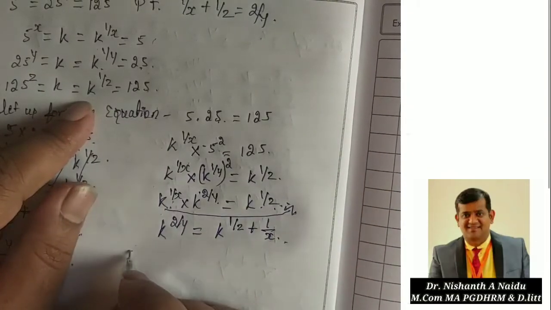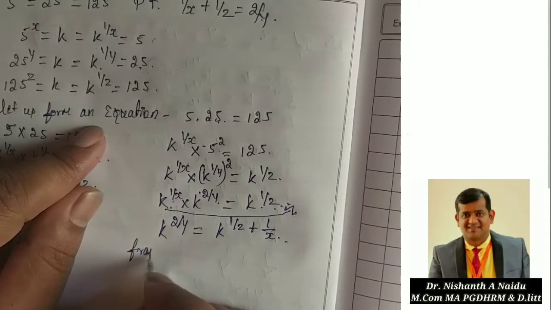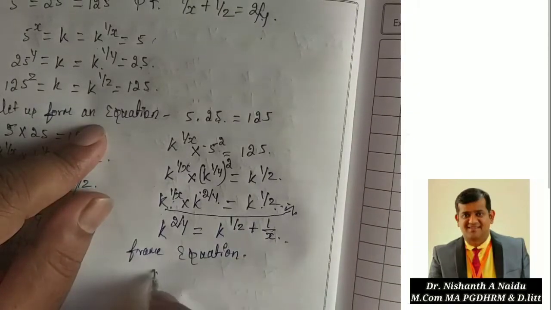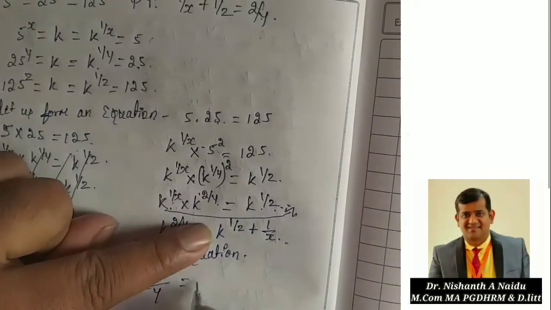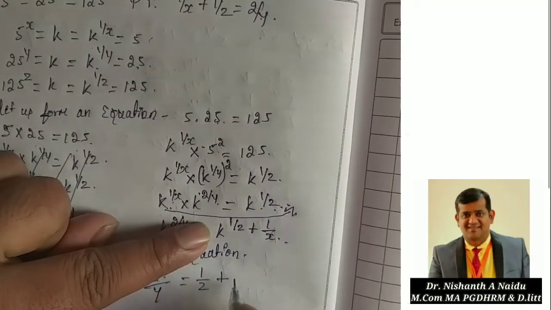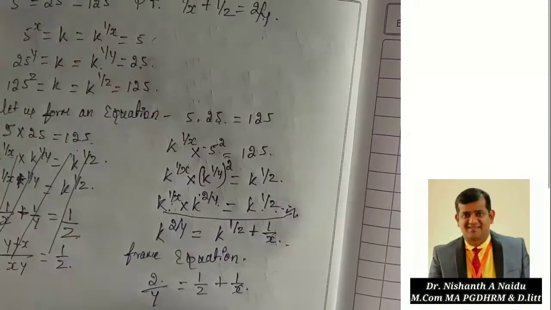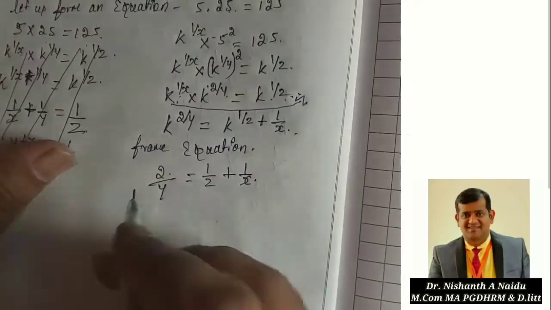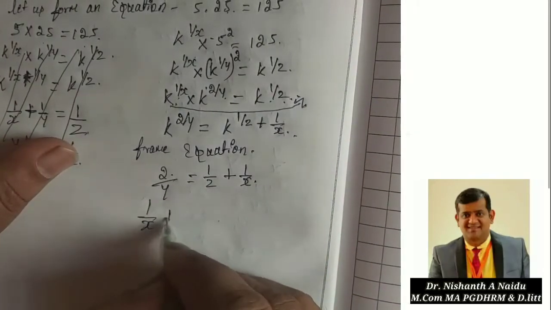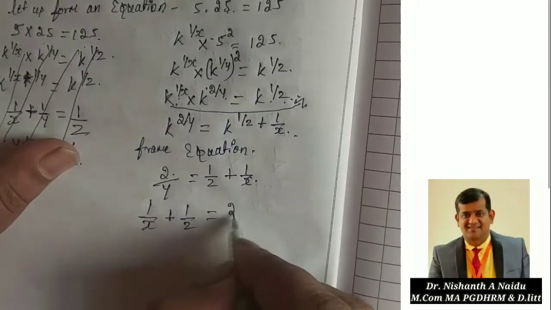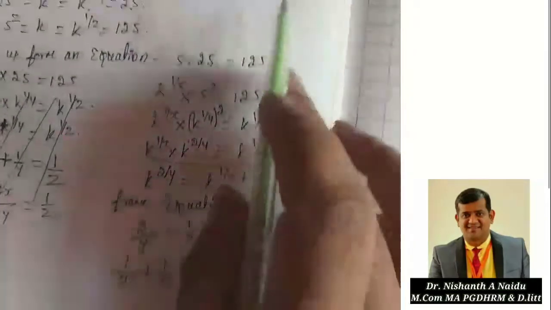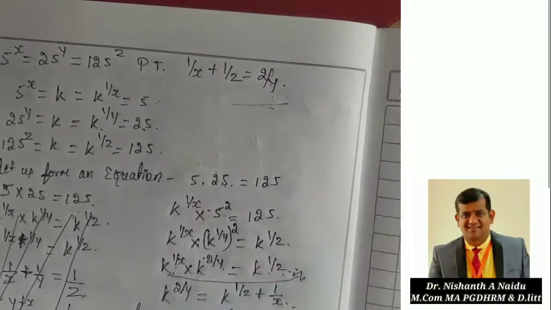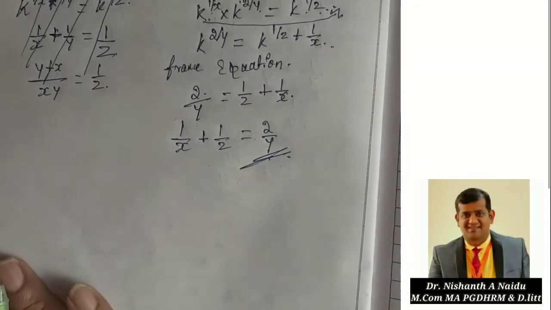So now let us frame the equation. When bases are same, you can frame an equation. So 2 by y equals 1 by z plus 1 by x. Whatever he has asked, if you bring it to the LHS, that is 1 by x plus 1 by z equals 2 divided by y. Whatever he has asked has been proven. Okay, I believe now you have understood clearly.